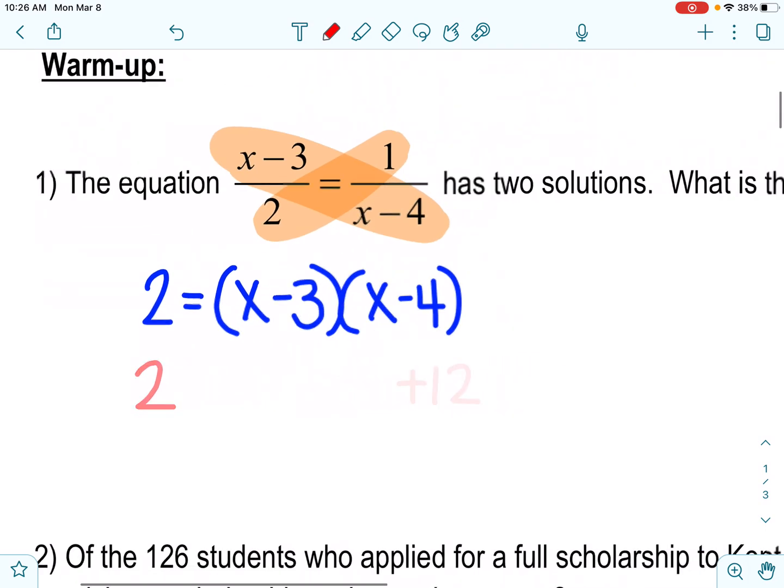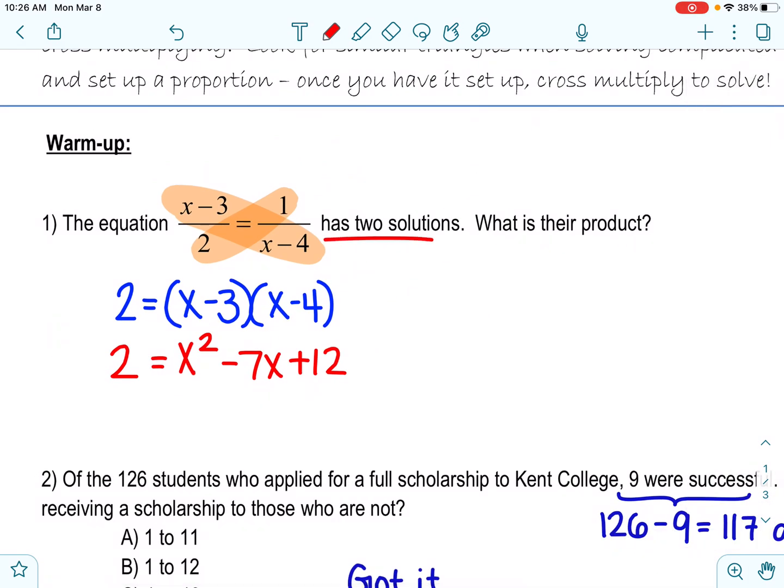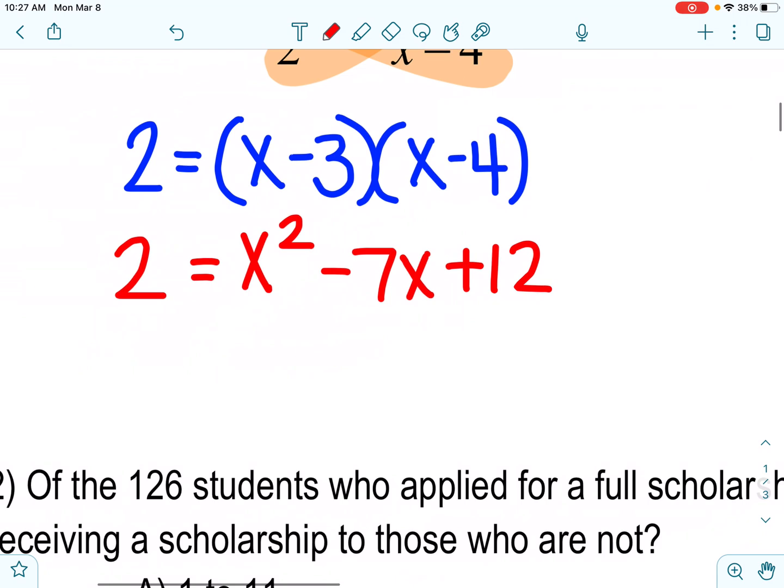Now let's backtrack for a second. This question is saying this should have 2 solutions. And what is the product of the solutions? So this is something the SAT does a lot. They not only want you to solve something, but they want you to do something interesting with the solutions. So just always be careful and make sure you understand what the question's asking.